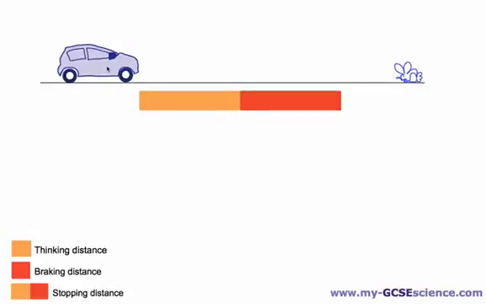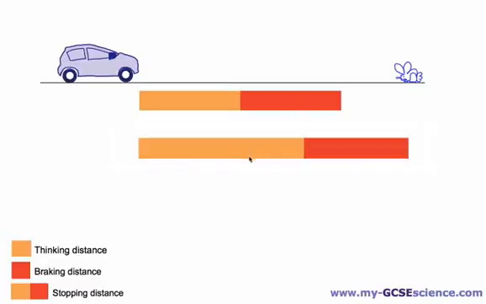So let's take the same scenario again. Car's driving along, we've got thinking distance and braking distance, but imagine that for some reason the driver is either tired or has been drinking alcohol or has perhaps taken drugs. What could possibly happen there is that the reaction time is a little bit longer. Something else that could increase that reaction time also is a distraction. So imagine the driver is on a mobile phone or fiddling with the stereo or something like that.